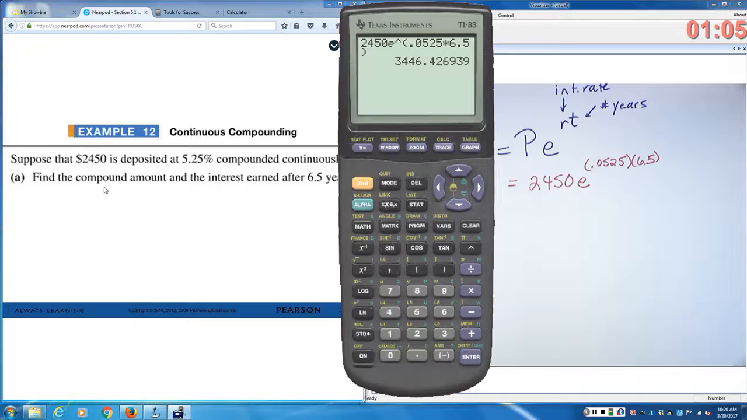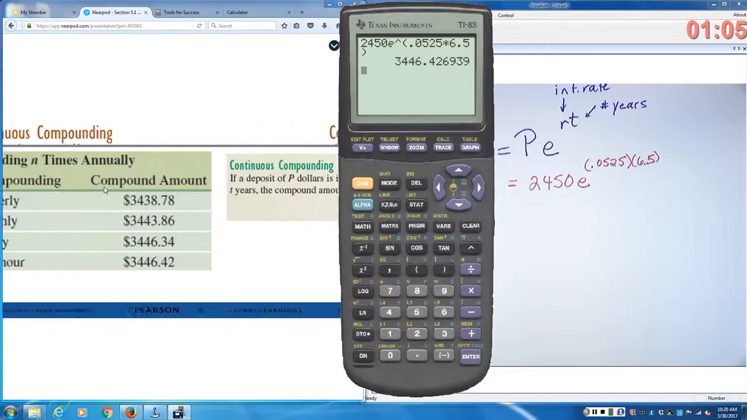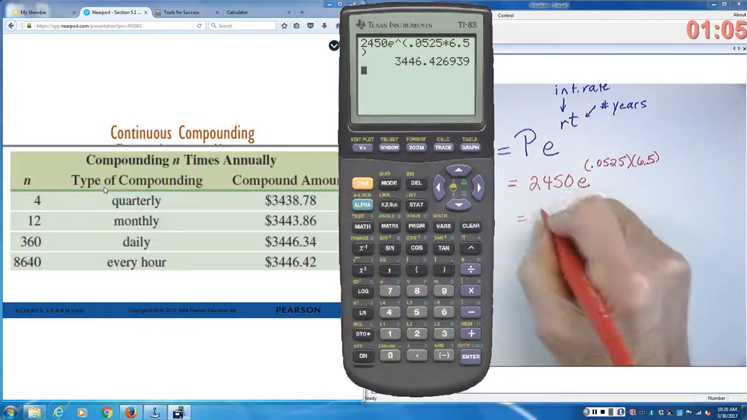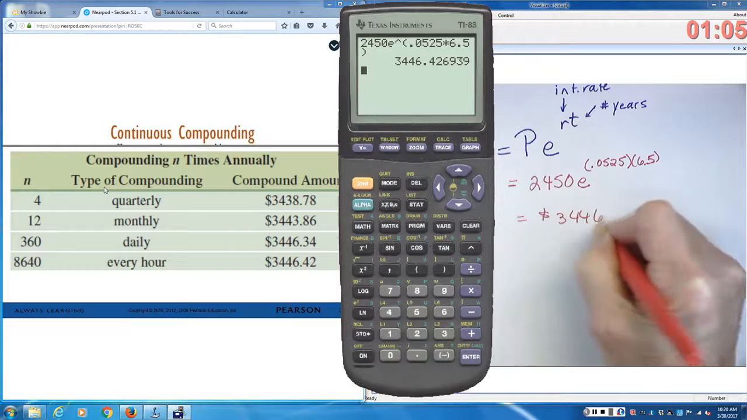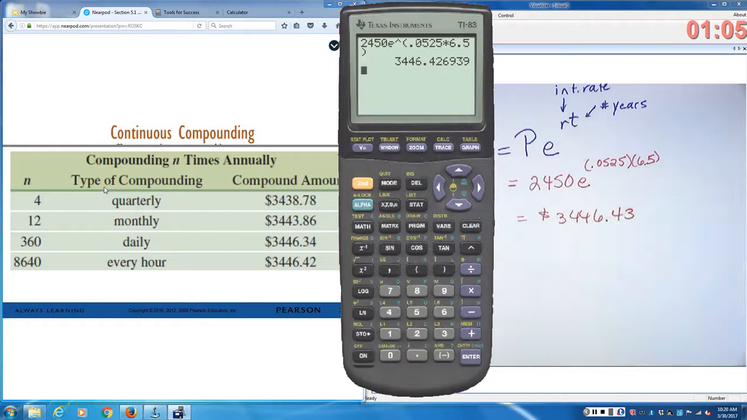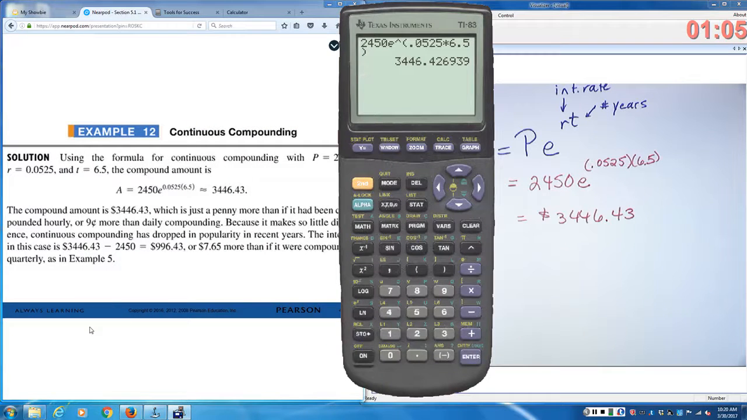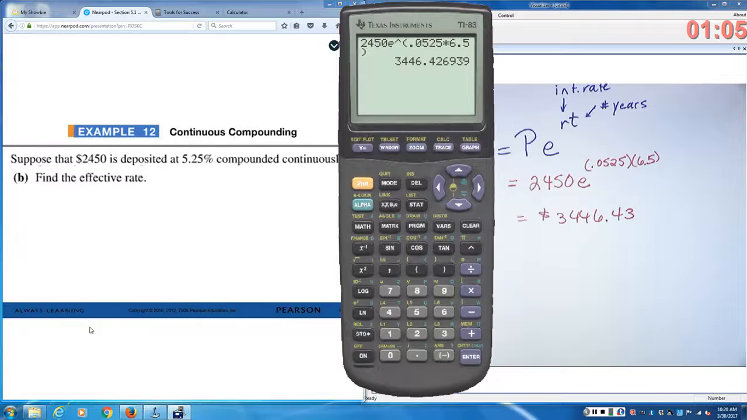So actually, if we look back, 3446.42, they would be the same as if we did every hour. Okay? You might make an extra penny. So there's the algebraic solution, the arithmetic solution.